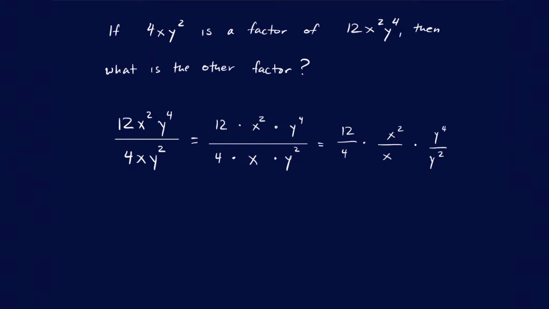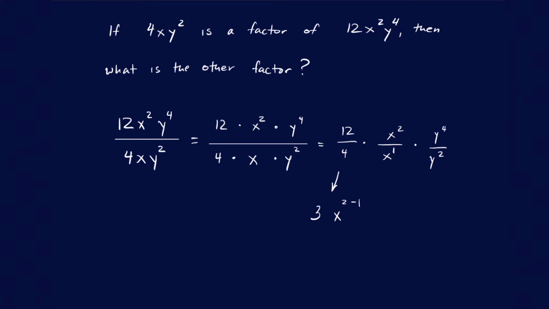So firstly, 12 divided by 4 is equal to 3. And x squared divided by x is equal to x to the power of 2 minus 1, since this x has an invisible exponent of 1 above it. So we just subtract the exponents since we're dividing. That's just a rule you're going to have to memorize.